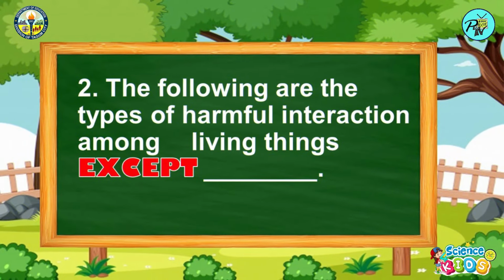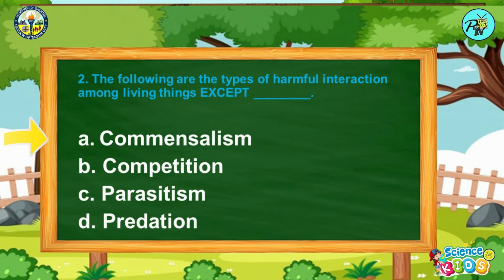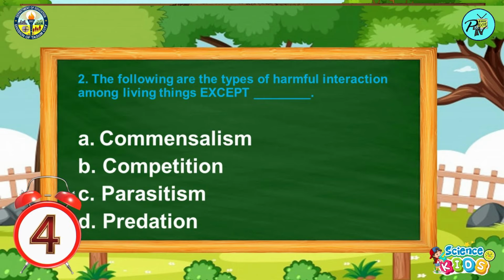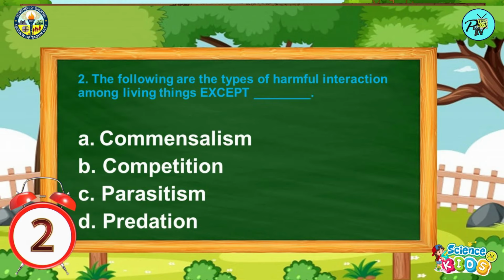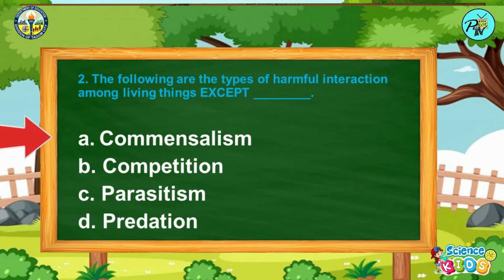Number 2. The following are the types of harmful interaction among living things except letter A, commensalism, B, competition, C, parasitism, D, predation. Timer starts now. Time's up. Did you have the same answer, kids? Yes, very good. It's letter A, commensalism.